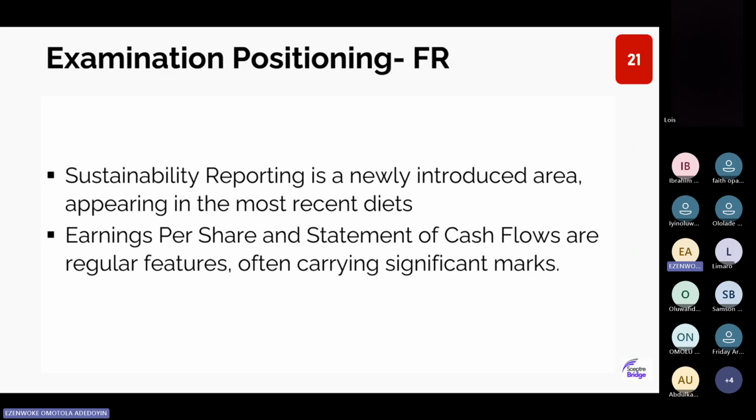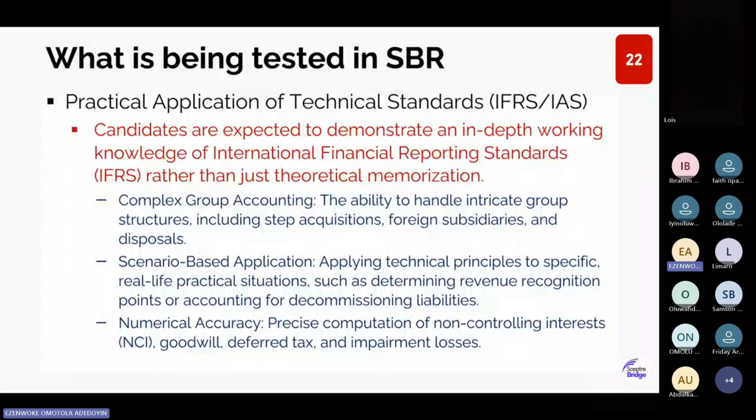So we're done with FR. Let's quickly look at SBR. So please don't leave, FR students. We're still getting back to you on something else. But for now, SBR. What are we looking for? What is being tested? Practical application of technical standards, right?